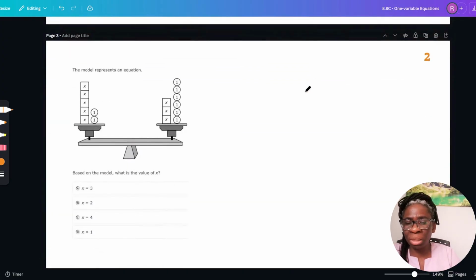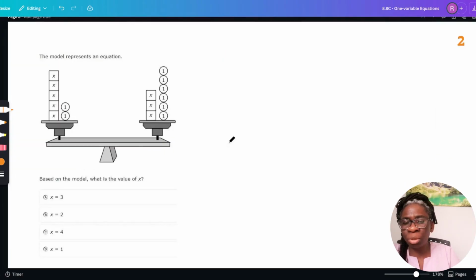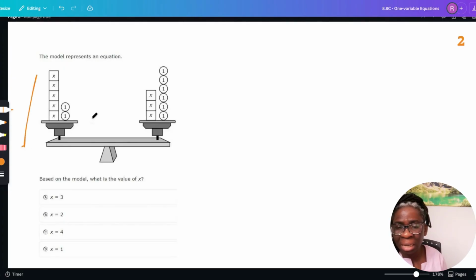So let's move to the next one. This one says the model represents an equation. Based on the model, what is the value of x? Let's take a look at this. You can see that this scale is balanced. So that means what we have on the left side is equal to what we have on the right side.